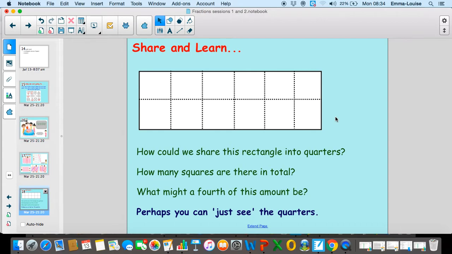Now I want to share this between 4. So I have to think, what is 12 divided by 4? How many 4s are in 12? So I might count in 4s until I get to 12 and see how many groups I've counted, and that will tell me how many of my squares I need to colour. I'm going to count in 4s. Can you tell me how many times I count in 4s to get to 12? 4, 8, 12. I counted 3 times, so I could just colour in 3 squares.